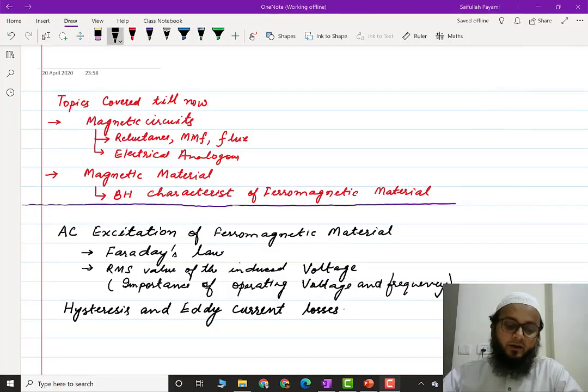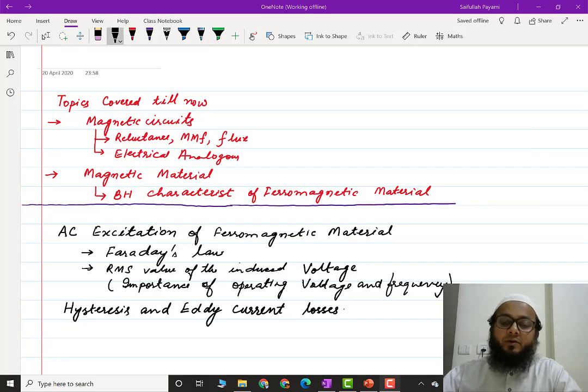Hello everybody. So till now the topics which we have covered: we have talked about magnetic circuits, where we have talked about reluctances, MMF, flux, and the electrical analogues of this magnetic circuit, where we have seen that corresponding to current we have flux, corresponding to MMF we have EMF, and corresponding to resistance we have reluctances. Okay, and then we have solved two problems related to it.